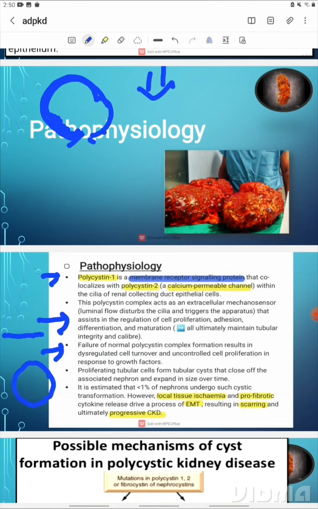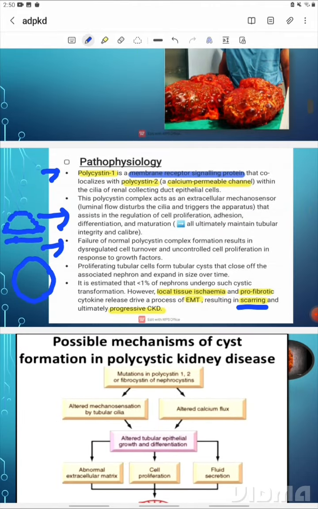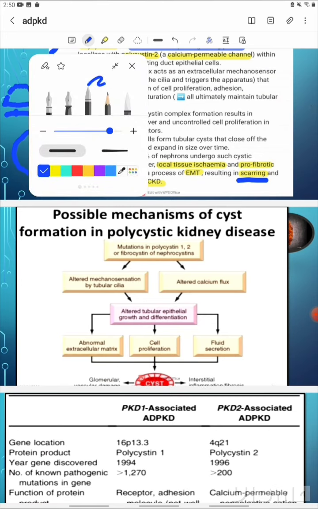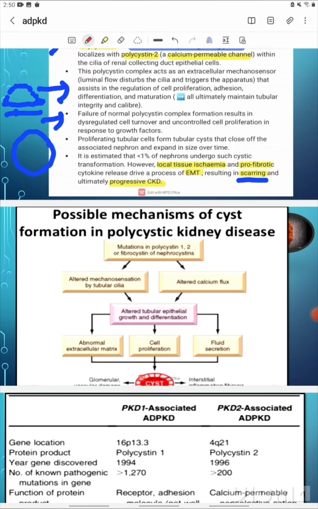Normally, this is the epithelium. If this is lost, there is outpouching of the epithelial lining, and ultimately it leads to local tissue ischemia, scarring, and progressive end-stage renal disease. This is a brief schematic diagram which represents the formation of the cyst in its possible pathogenic way.